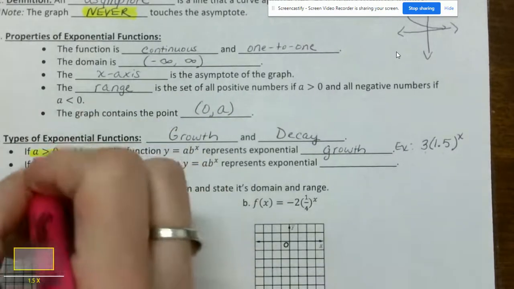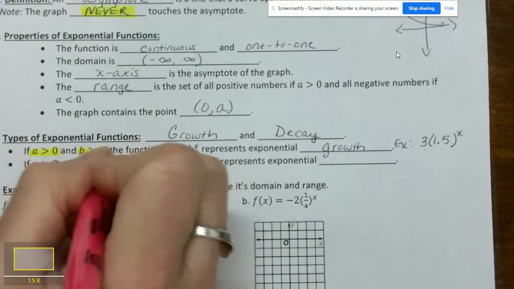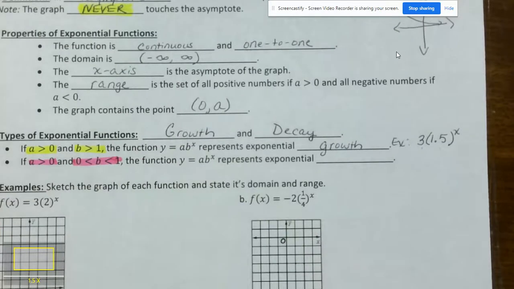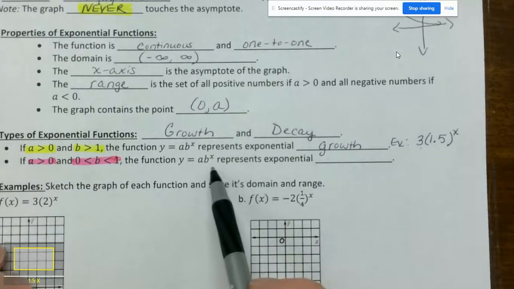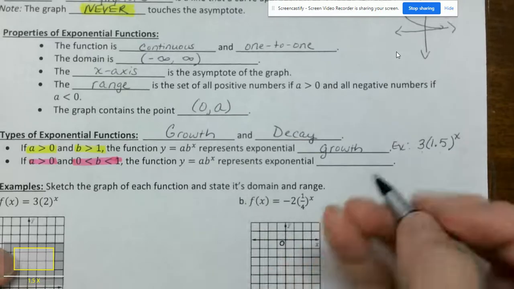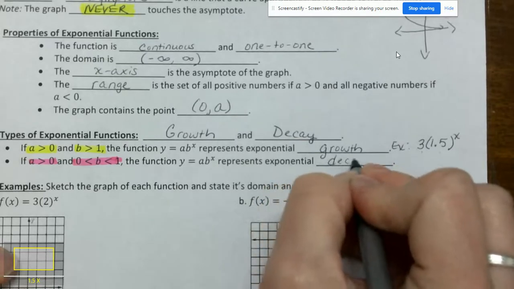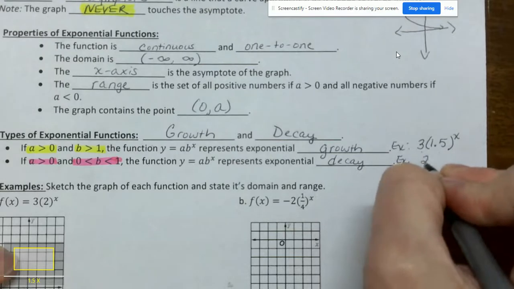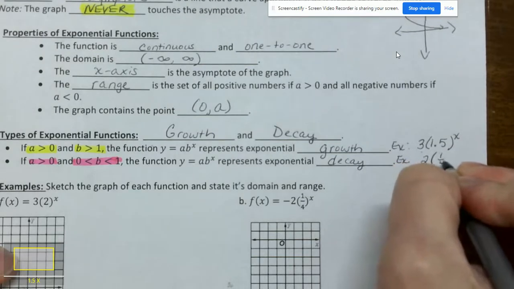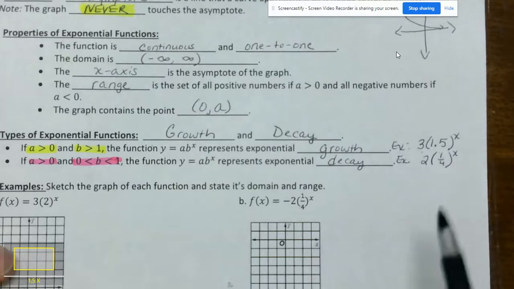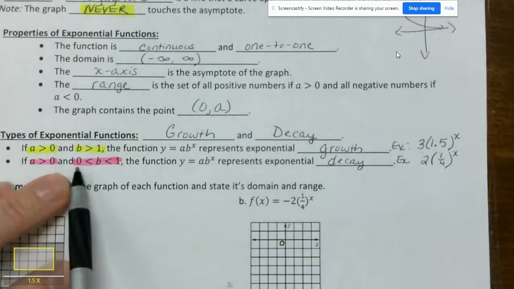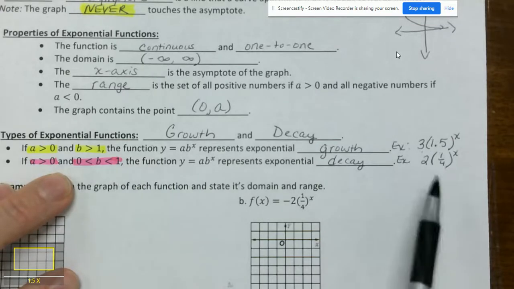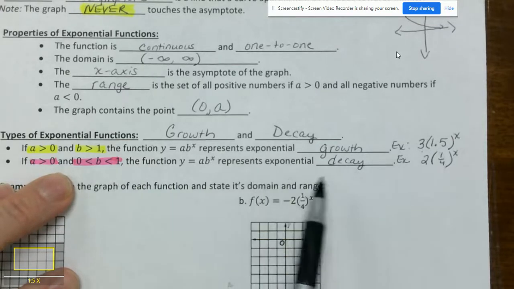Okay? If a is greater than 0 and b is between 0 and 1, so my b is now between 0 and 1, then my function y equals ab to the x is going to represent an exponential decay. For example, we might have something like 2 times 1/4 to the x power. Notice that that 1/4 is a number that is between 0 and 1. Okay, that's a fraction that's between 0 and 1. Therefore, we have a decay.